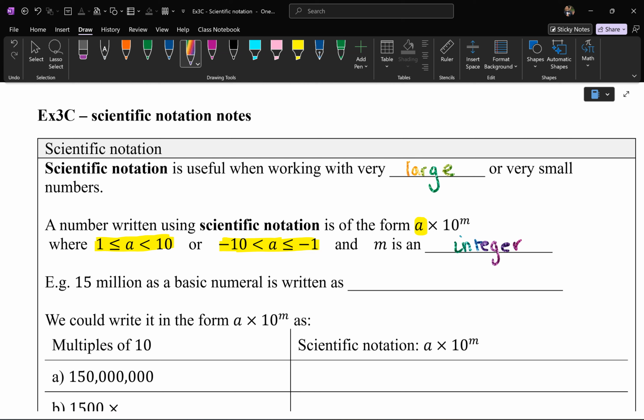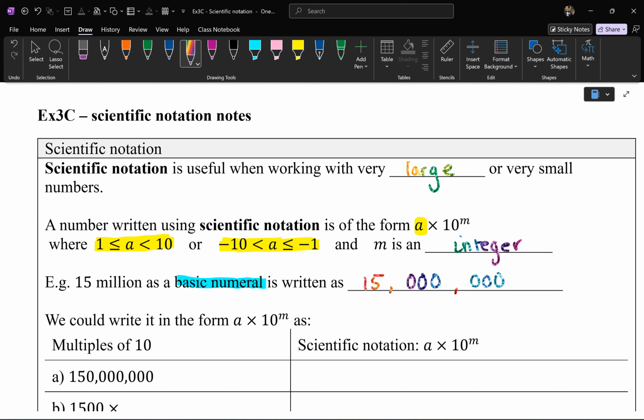Now, let's take the example 15 million as a basic numeral. When they say basic numeral, what they mean is write the number. So here, 15 million. How many zeros are there in 15 million? Let's go with Olivia. 6, very good. So that's 15,000 times another 1,000, so you get another 3 zeros. That's 15 million. So that's the basic numeral.